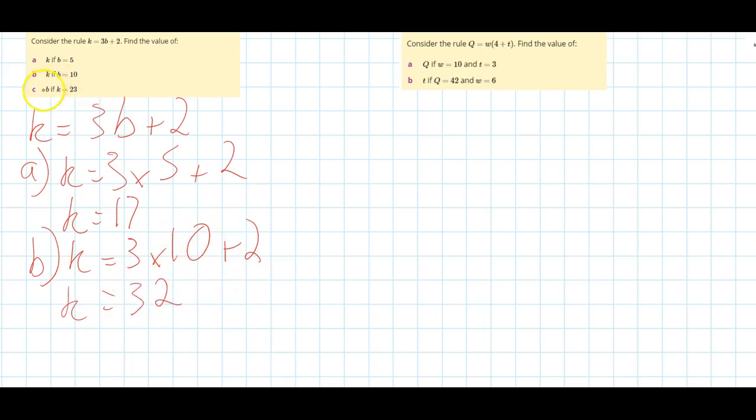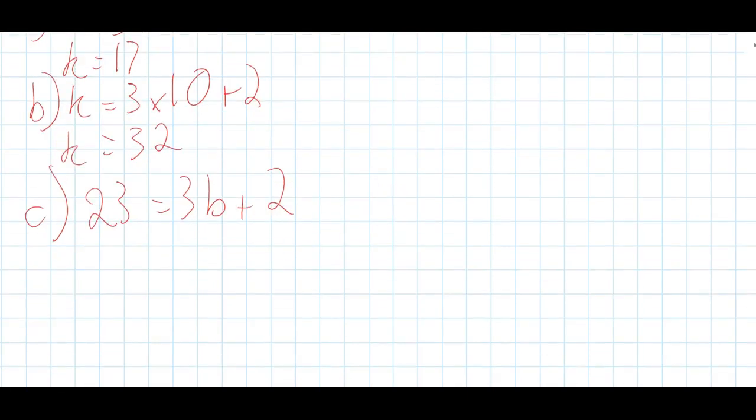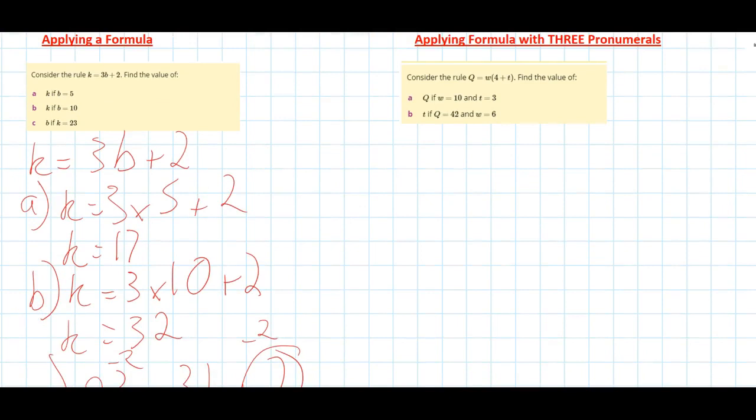In this instance, how do we know what b is if k equals 23? So I have 23 equals 3b plus 2. Again, I'm just going to use the balance method to separate these. Since 2 is added on this side, I subtract 2 from both sides, which gives me 21 equals 3b. Since b is multiplied by 3 on this side, I divide by 3 on both sides, which gives me 7 equals b. So that's how you simply substitute that formula in, use the balance method, and get your result.